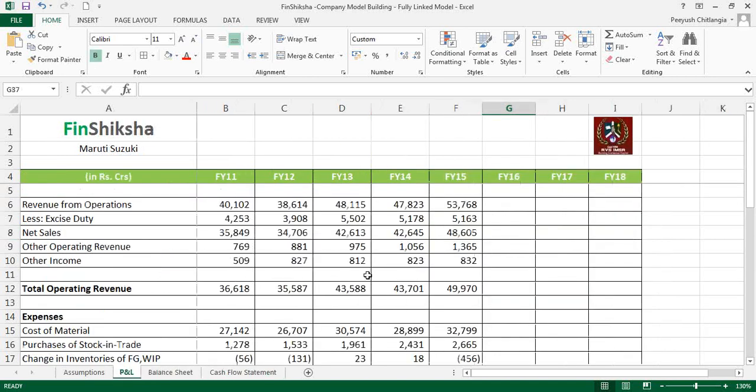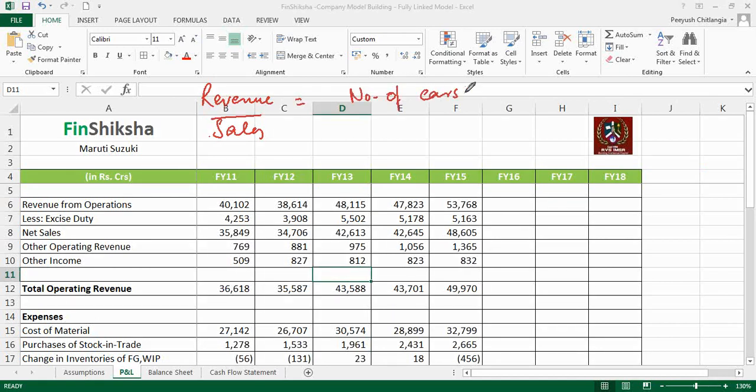And obviously, when we need to project data for their P&L and balance sheet, what is important is that there are some assumptions that would go into this business, right? So Maruti basically makes cars, and those cars sell at a certain price. So effectively, their revenue, which is nothing but their sales number, is going to be equal to the number of cars that they sell multiplied by price per car. Now this data is available for the previous years, so we can calculate the price per car data from the revenue and the number of cars data, correct?